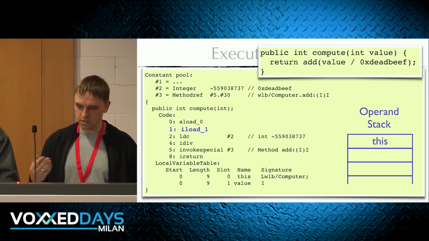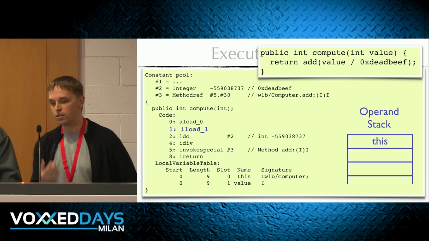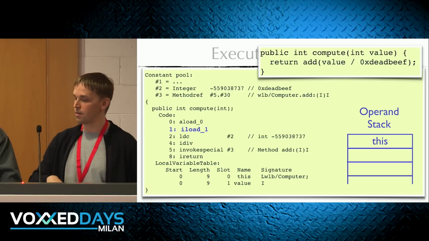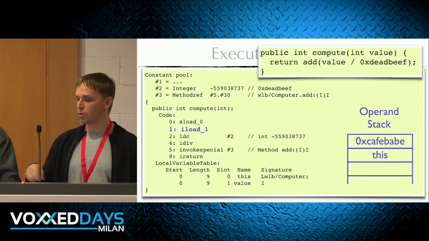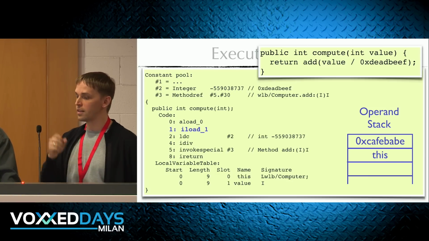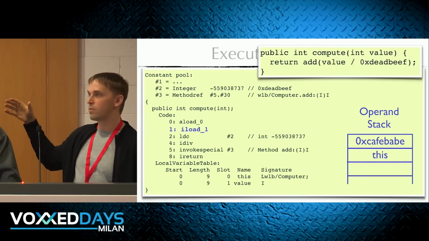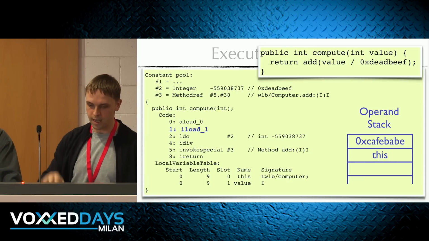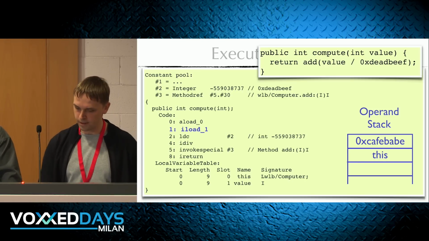Then we go to the next instruction, which is iload_1, which loads an integer value from the local variables table and pushes it on top of the stack. The same story goes. We now push the value that was passed to the compute method, and in this particular case, we show an execution from our main method. So this is the cafe babe constant. It's pushed on top of the stack and pushes this down. So the top slot is now cafe babe.